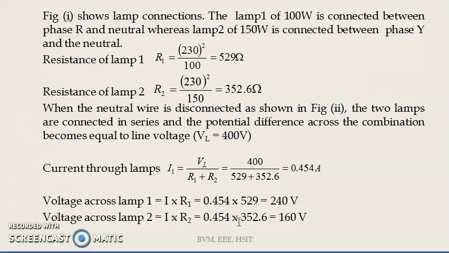So how do you say this? The load whose resistance is large will have higher voltage. The load which has a higher resistance will have a high voltage, and if this voltage exceeds the rated voltage of the load, then there are chances that this load may burn. So you should remember that this is the effect of disconnecting the neutral.